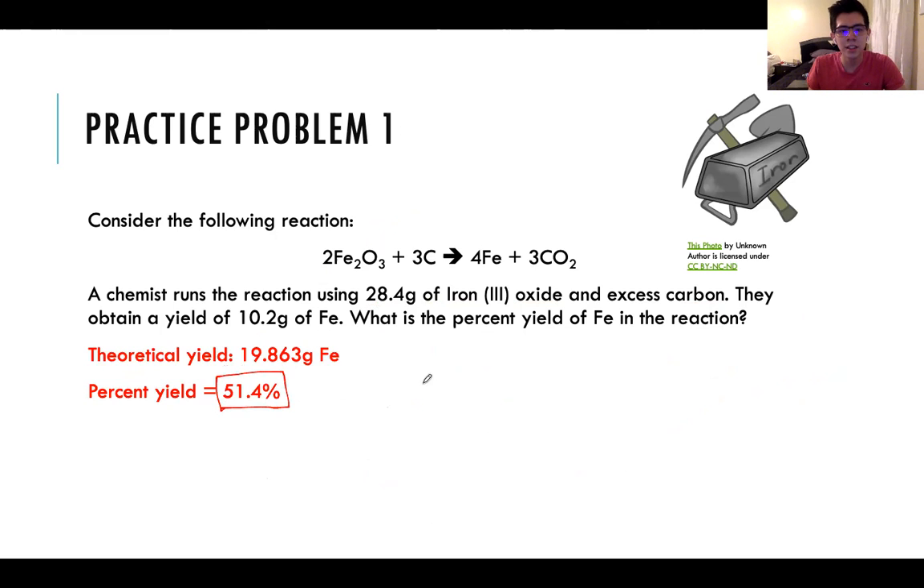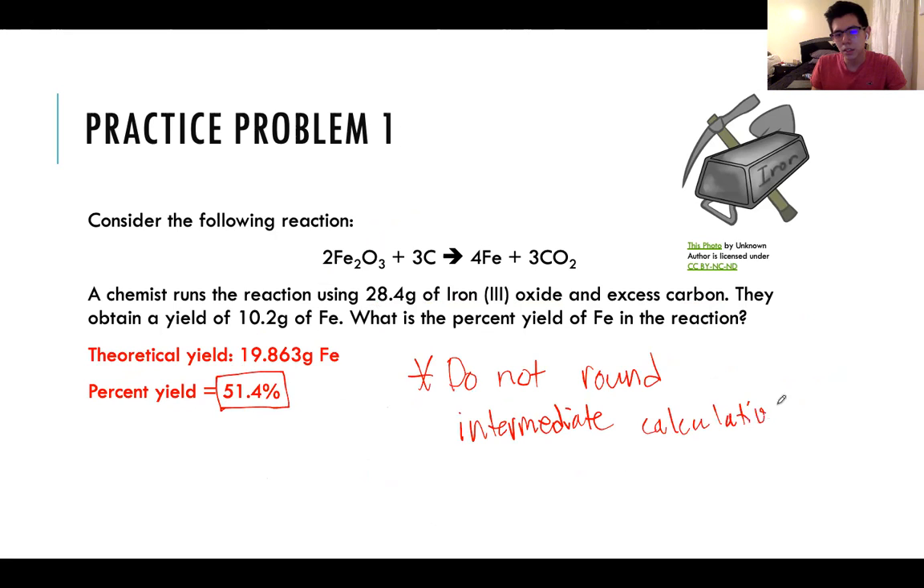And then a key thing about these calculations is do not round intermediate calculations. So only save the sig fig portion for the very end. Keep track of sig figs as you're going along with these calculations, but do not round any intermediates, or else you might get an incorrect answer, or you're going to start getting answers which are not useful.